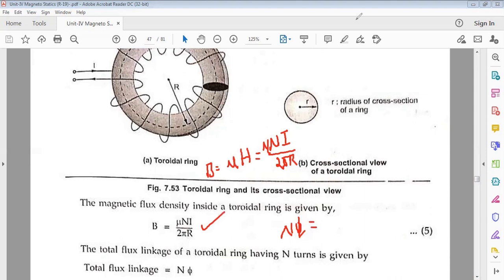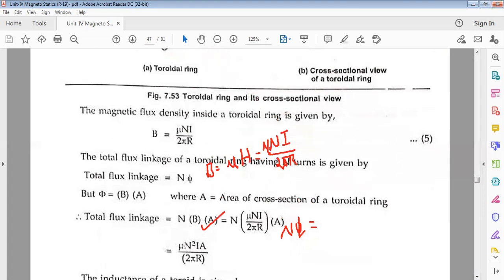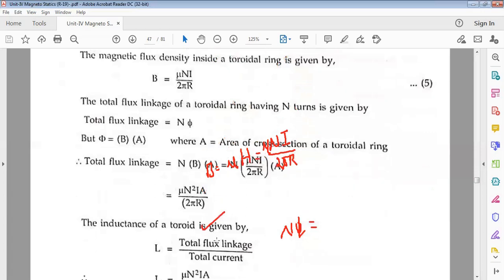N phi, where phi is again used. B into A, N into BA, where B is mu N I by the 2 pi R into A. The total flux linkage is mu N square I A by the 2 pi R. And the inductance is total flux linkage by the total current.